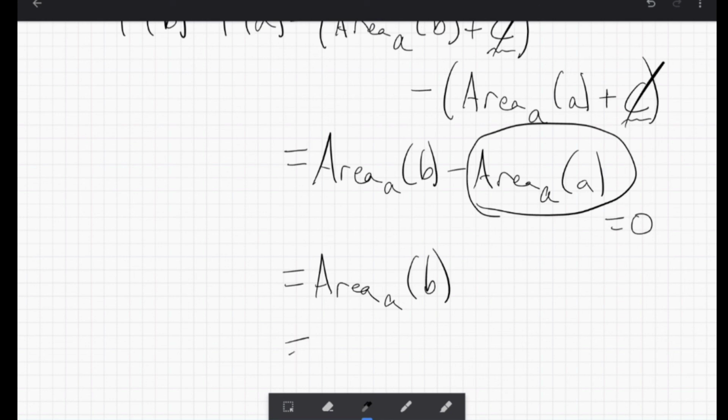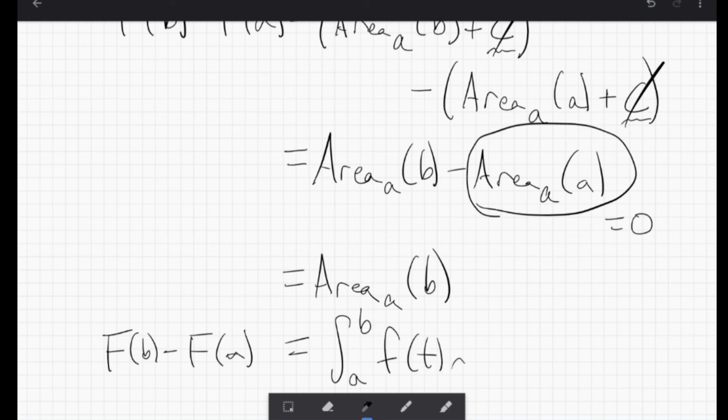In other words, capital F of b minus capital F of a is equal to the integral from a to b of f of t dt. That's exactly what we wanted to prove. That's the second part of the fundamental theorem of calculus.